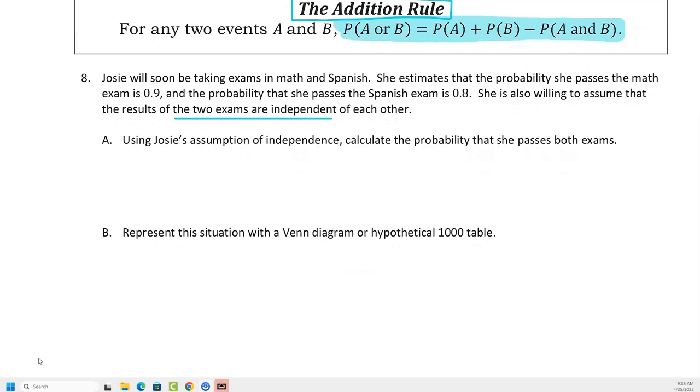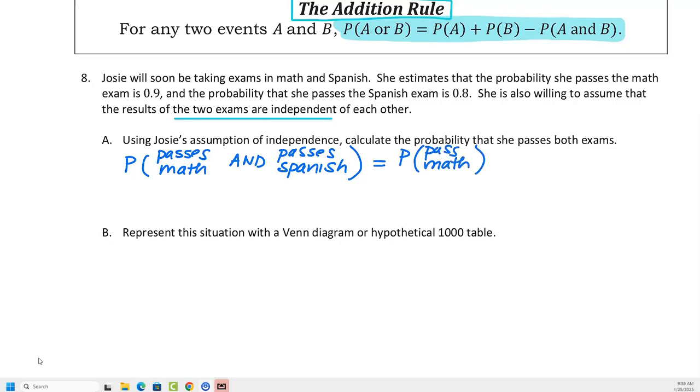Using Josie's assumption of independence, calculate the probability that she passes both exams. Okay, well, the probability that she passes math and passes Spanish, if they're independent, isn't that just the probability that she passes math times the probability that she passes Spanish?